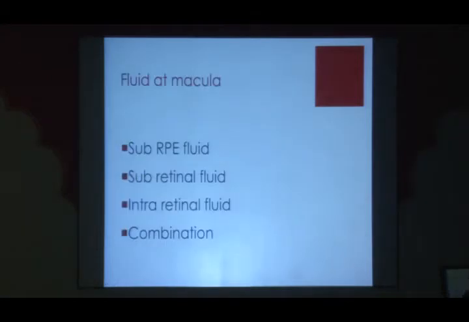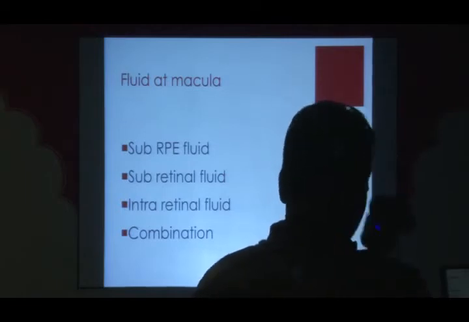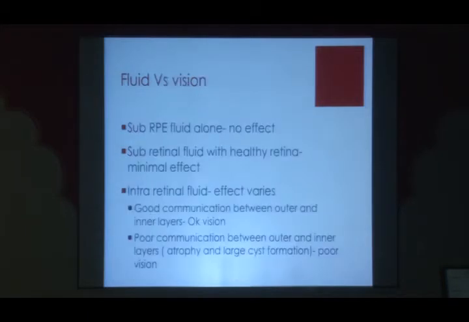So coming to fluid at the macula, it can be located from outwards to inwards, right under the retinal pigment epithelium. I'm not talking about the suprachoroidal fluid here. I'm talking about sub-RPE because we're looking at a small lesion area of the macula. And then the subretinal fluid, which is between the retinal pigment epithelium and the neurosensory retina, the intraretinal fluid within the retinal layers, and a combination of the lot. We also would like to know what is the effect on vision of fluid at the various levels.